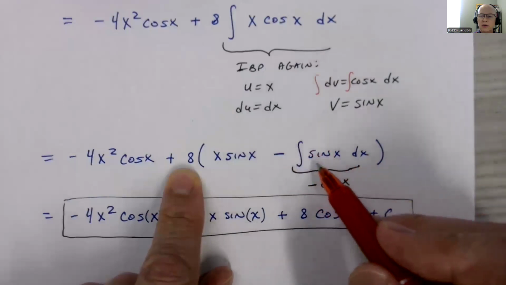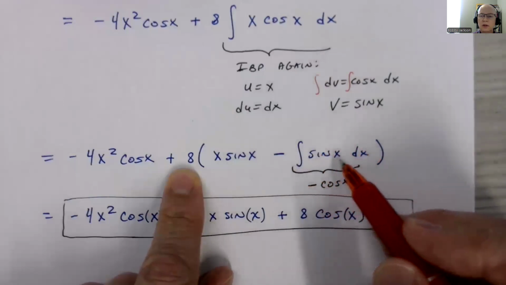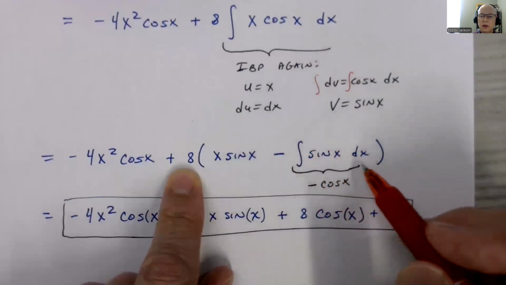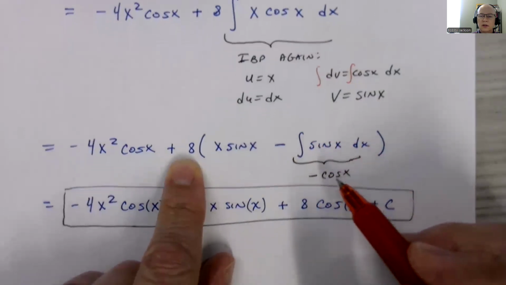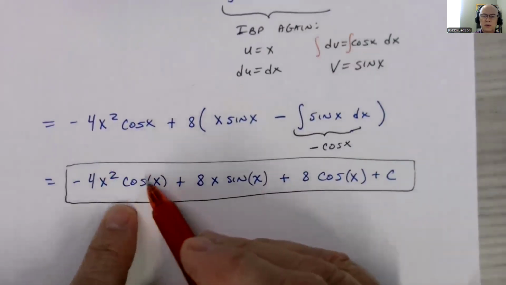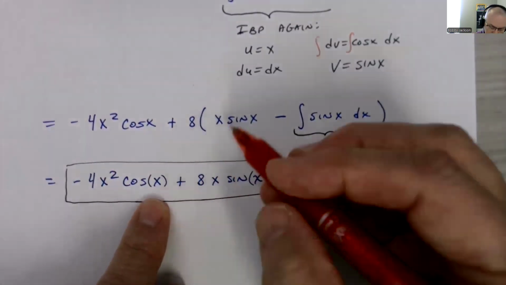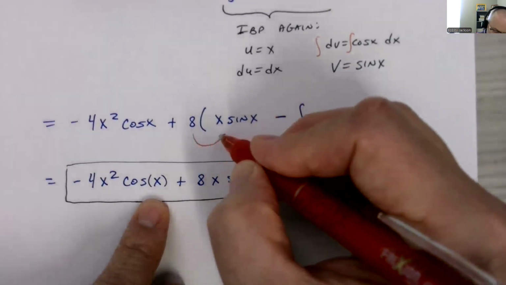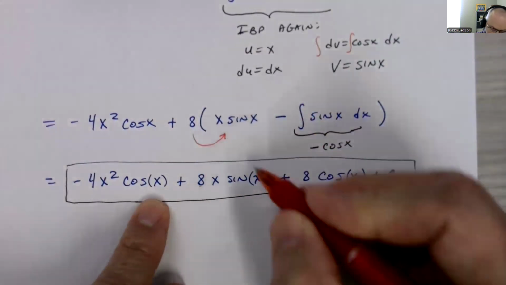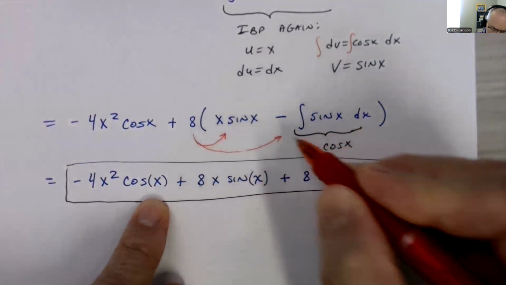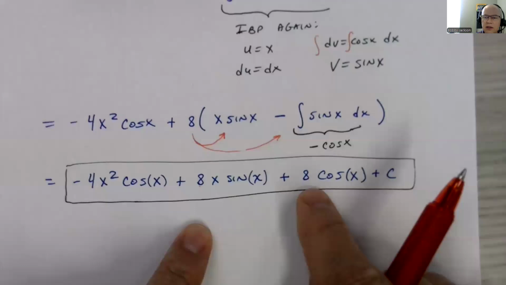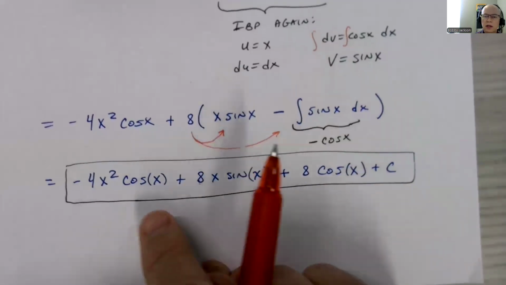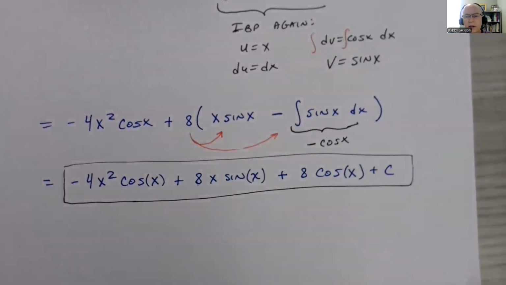And now look at our integral. We can do this one, right? So it's working. The antiderivative of sine of x is negative cosine of x. So cleaning this up, I got negative 4x squared cosine of x. Distribute this 8 through: 8 times x sine of x. And then be careful, 8 times what? Negative times negative is positive cosine of x. So I get 8 times cosine of x. And here is our antiderivative.